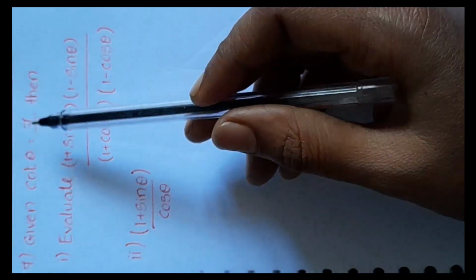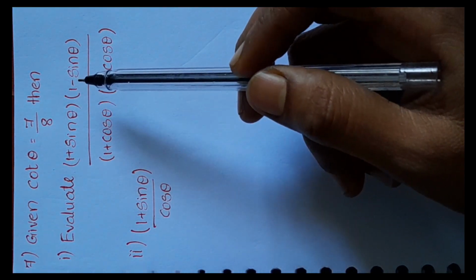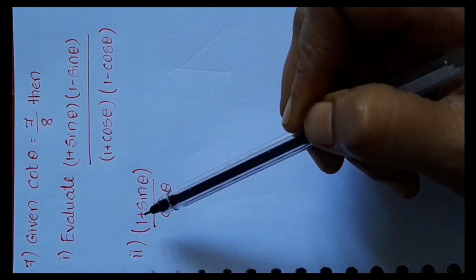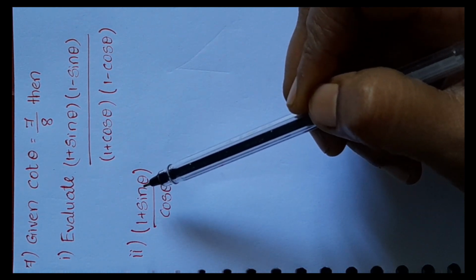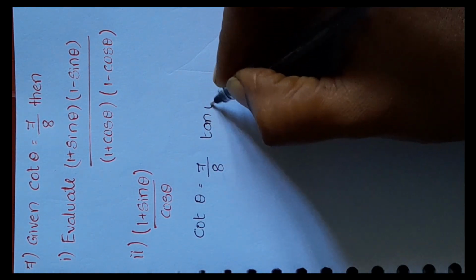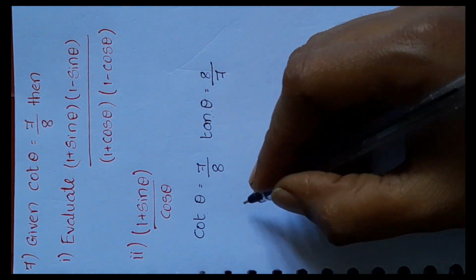Seventh question. Given cot theta is equal to 7 by 8. Then evaluate 1 plus sin theta into 1 minus sin theta by 1 plus cos theta into 1 minus cos theta. Second question is 1 plus sin theta by cos theta. It is given that cot theta is equal to 7 by 8. From this we can write tan theta is equal to 8 by 7 because cot is reciprocal to tan.